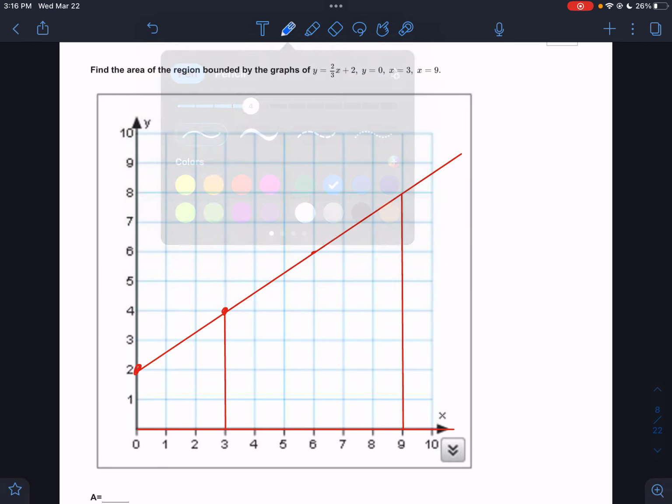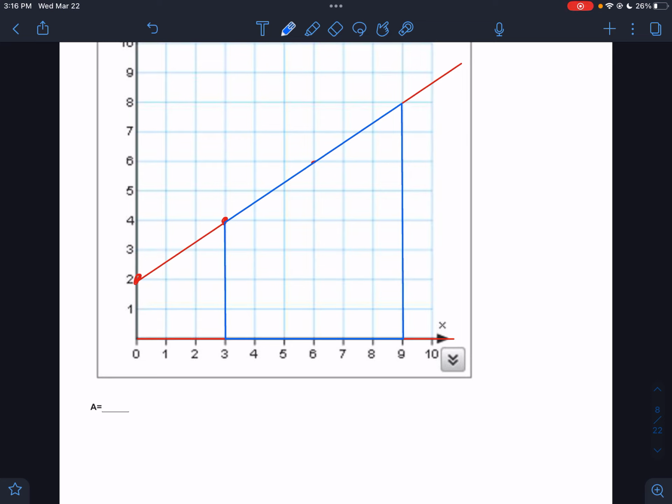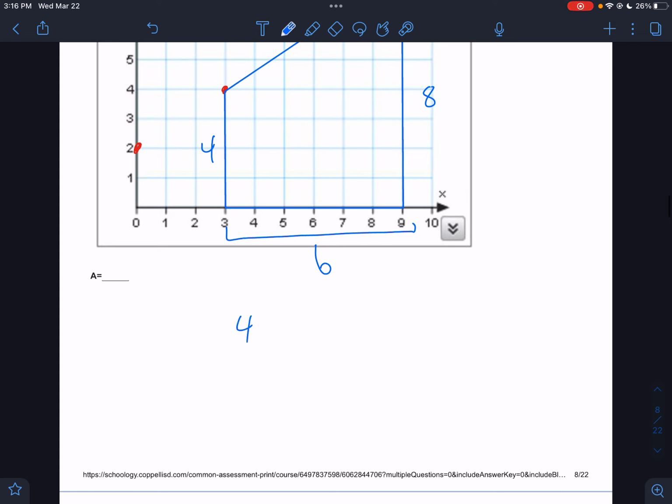So the bounded region would be this section in blue, which is just a trapezoid. And we need to find the bases and the height. The bases would be the parallel sides. The bases would have a length of 4 and a length of 8. The height would be from 3 to 9, which is 6. So it's the average of the bases times the height. That would be 6 times 6. That would be 36.